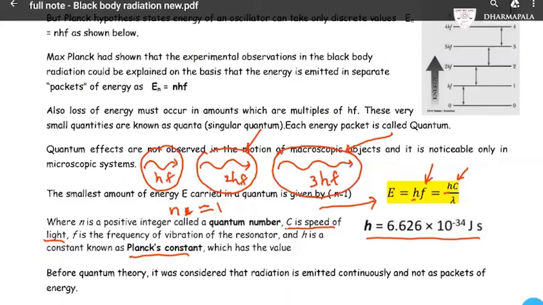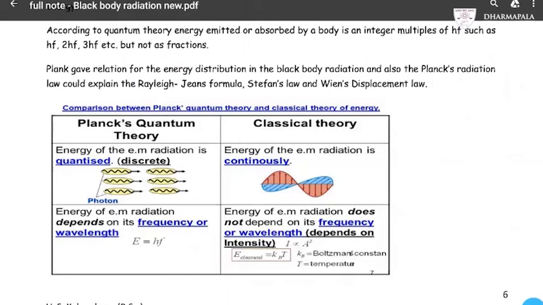Then there's a comparison between Planck's quantum theory and the classical theory of energy. In the classical theory, we consider the energy of an electromagnetic radiation to be continuous, so it flows continuously. But in Planck's quantum theory, we consider this radiation energy to be quantized. Quantized means separated, discrete. So the wave or radiation doesn't move continuously, but moves as separate packets.